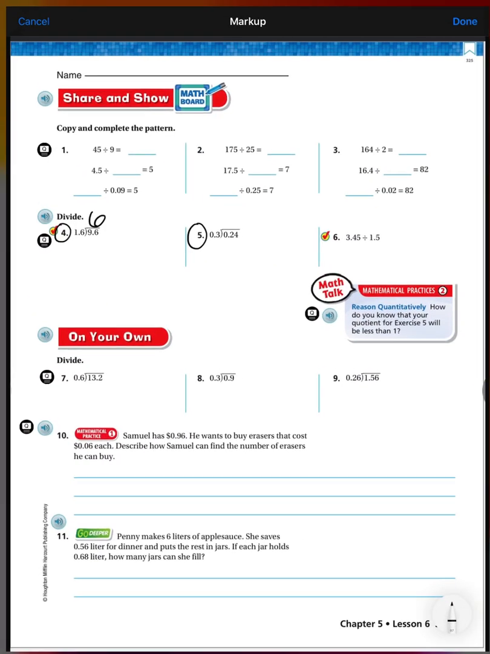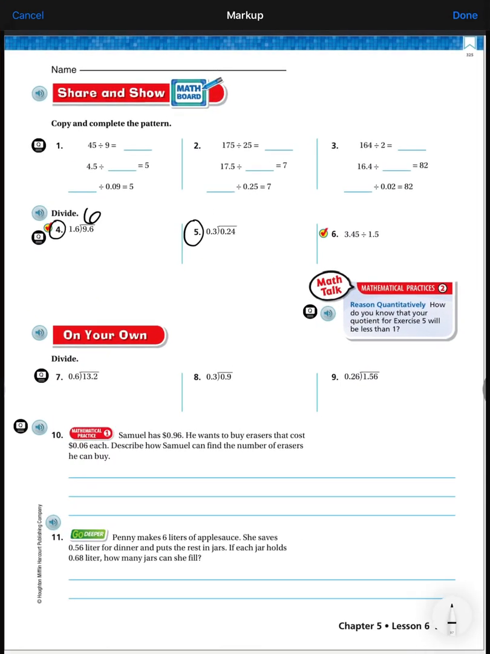So 0.8 is our answer there. 0.8, okay? Let's take a look at some of these down here where it says on your own. I'm going to do a couple with you, and then I'm going to have you do one on your own.